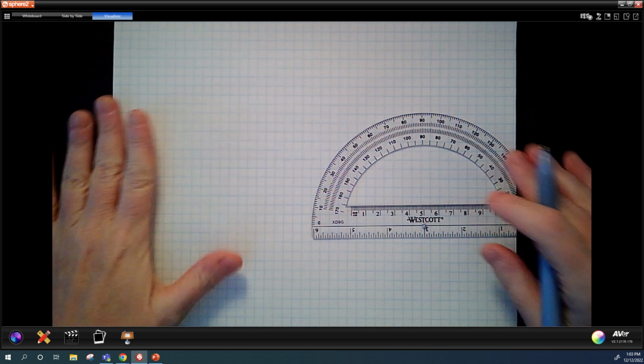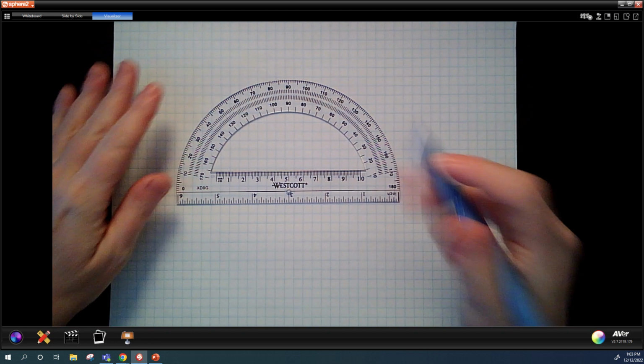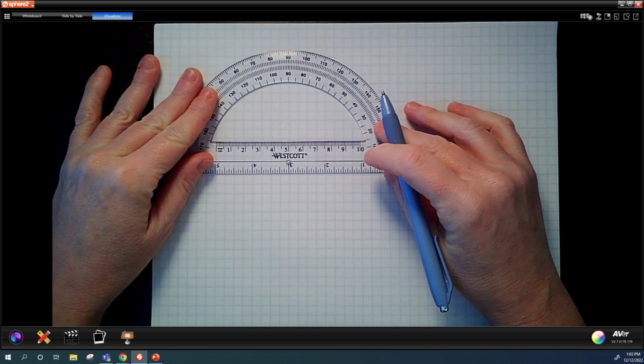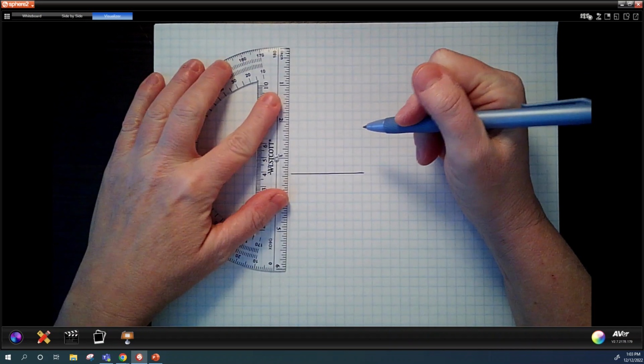Okay, we're going to take a look at angles. So we have been working on two different types of angles. I'm just going to draw real quick a couple things. First thing I'm going to draw is a 90-degree angle.